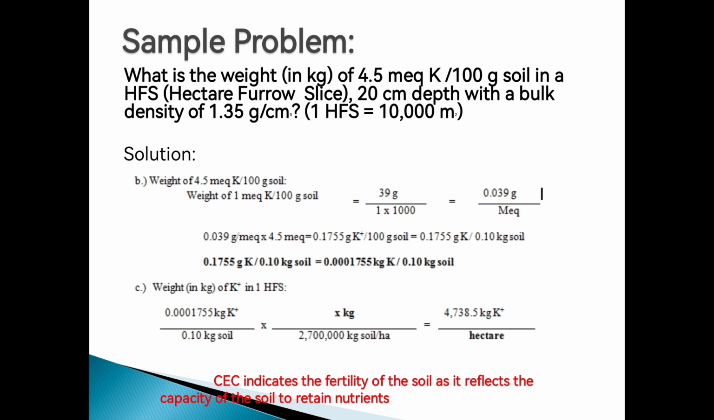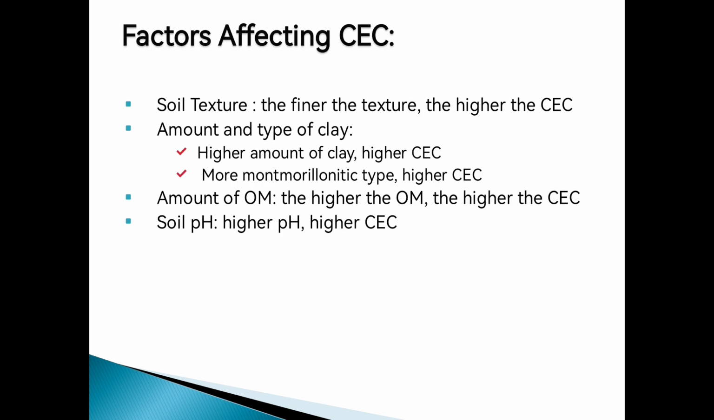And the CEC indicates the fertility of the soil as it reflects the capacity of the soil to retain nutrients. What are the factors affecting cation exchange capacity? First is the soil texture. Soil texture is very, very important. The finer the texture, the higher the cation exchange capacity. So clay has higher cation exchange capacity than sandy soils.